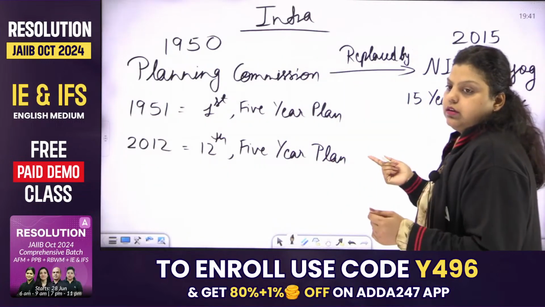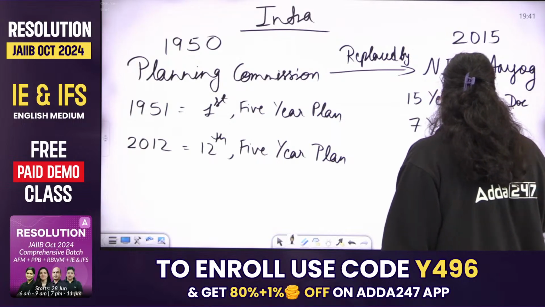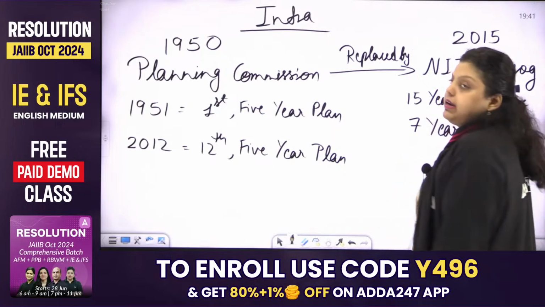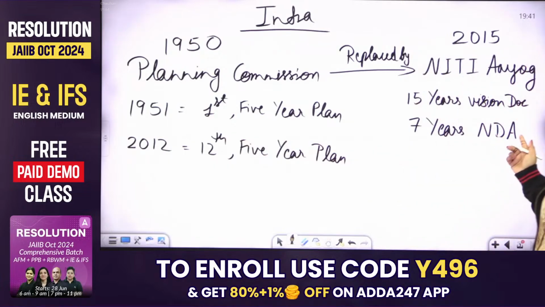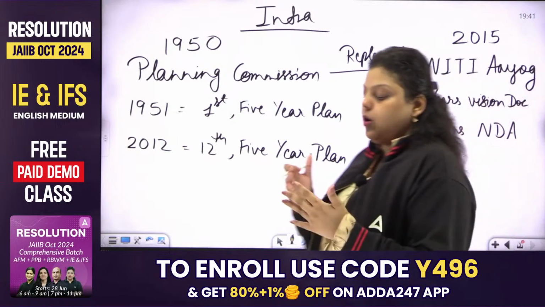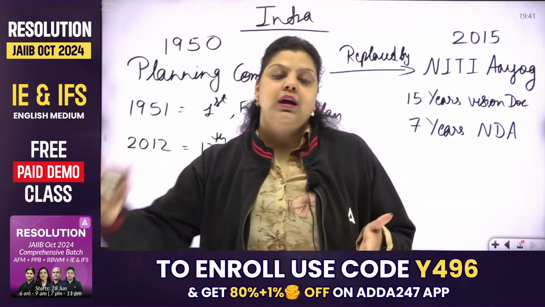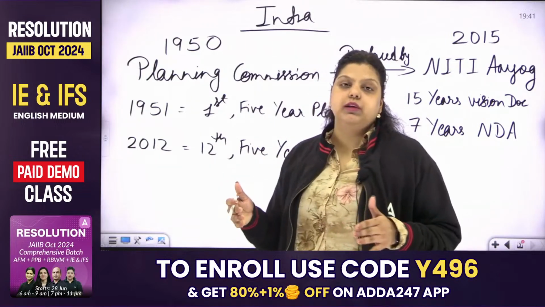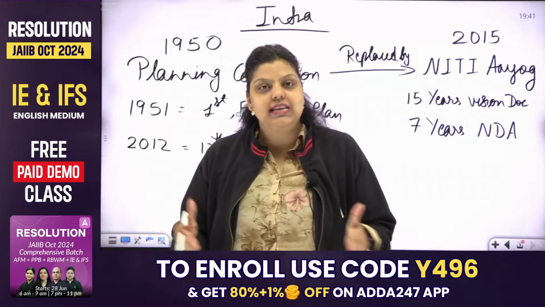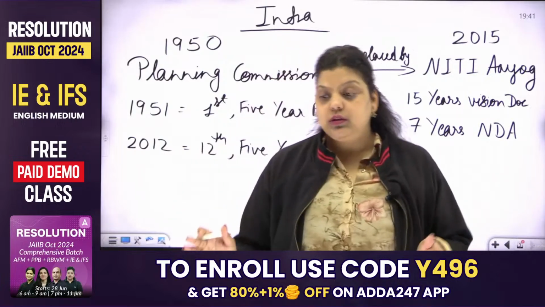Now, to achieve this 15-year target, the 7-year National Development Agenda, which I have written as NDA, has been created by the Niti Aayog. In the National Development Agenda, the Niti Aayog is making all the schemes, programs, strategies, and all the ways by which this 15-year target will be achieved. So the 7-year National Development Agenda is the duration in which all the schemes, plans, and strategies will be made to achieve the 15-year vision document target.